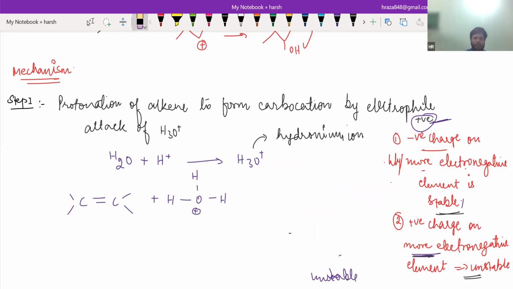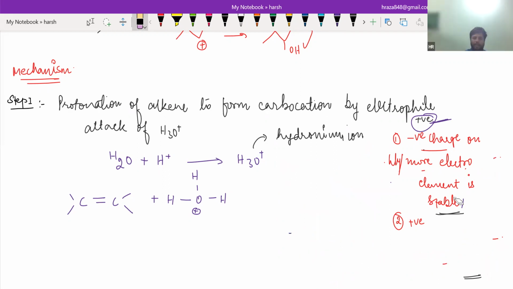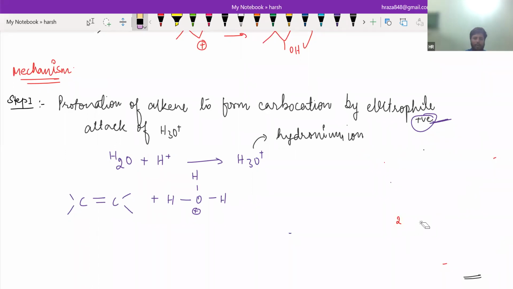Now see, in the first point, I have written that there will be protonation of alkene to form carbocation by electrophilic attack of H3O positive. First of all, in H2O there will be acid that will attack water and form hydronium ion H3O positive. Now this hydronium ion will react with this. How does it react? It is very important.